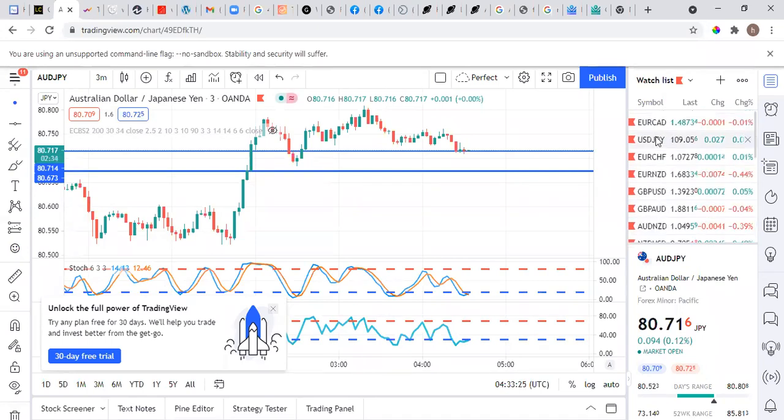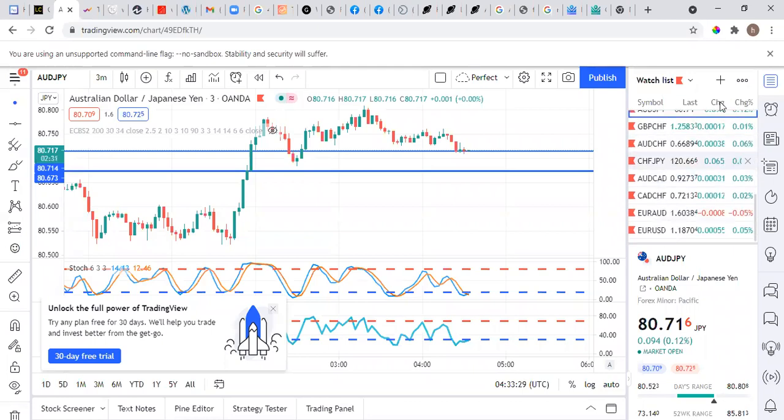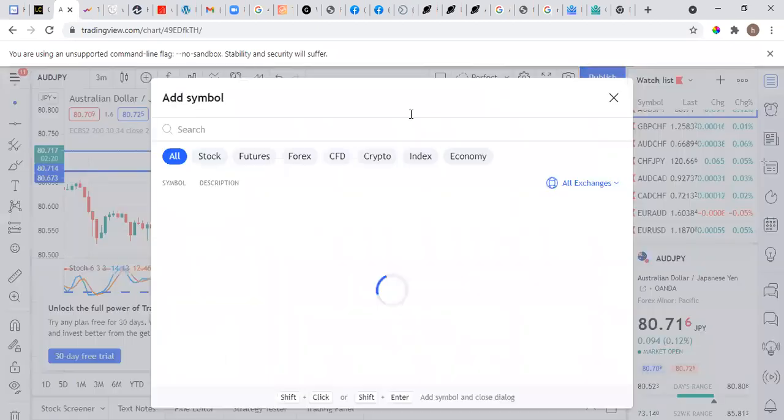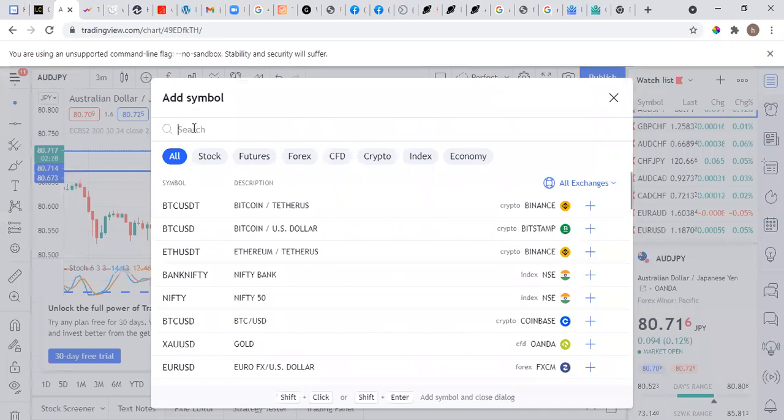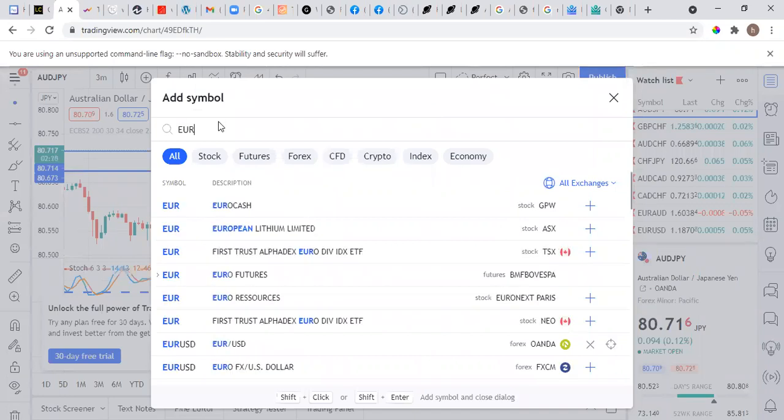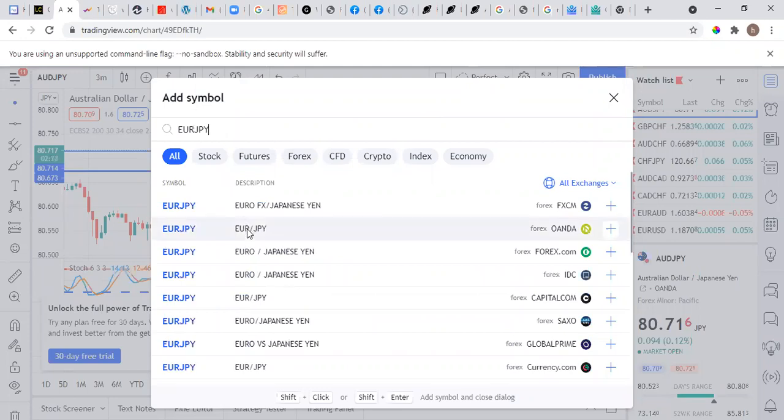I think I mistakenly deleted my Euro JPY. Let me just add it again. If you want to add a currency on your chart, just come to add symbol, then click on whatever currency you want to add, Euro JPY, and you type it, then you click on it here.